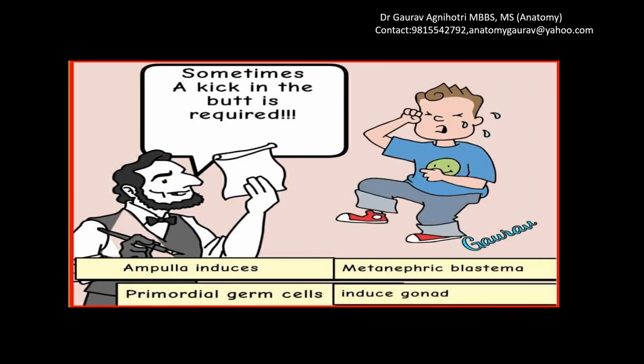So this inductive tune, as I call it here, shows a person saying sometimes a kick in the butt is required to get the job done. This is to reinforce in your mind that there are inducers, and during development of the kidney, the ampulla induces the metanephric blastema so that the nephrons are formed. And also when you do the development of the gonads, there you have the primordial germ cells, which are the inducers, and they induce the formation of the gonad.